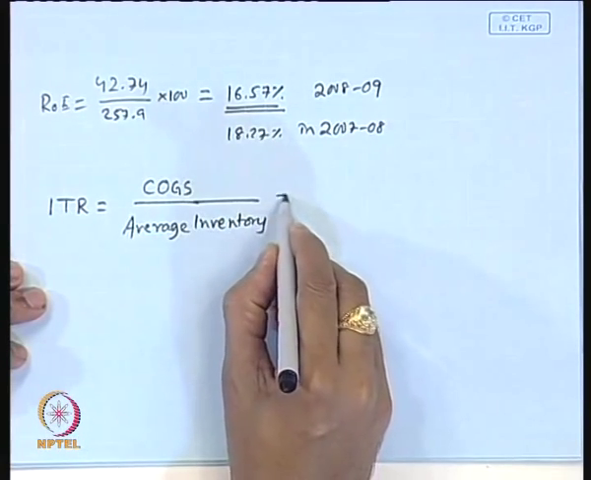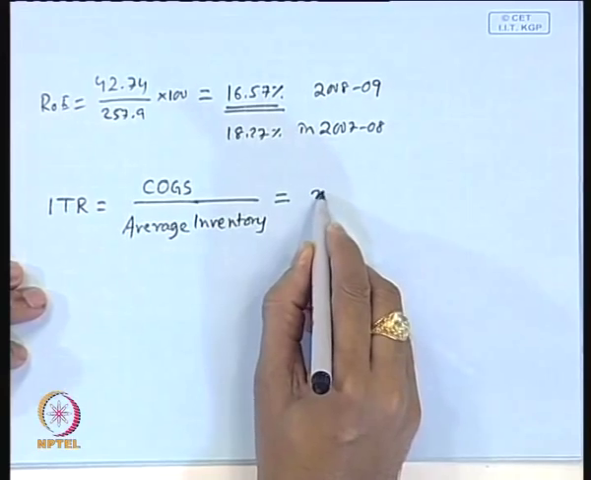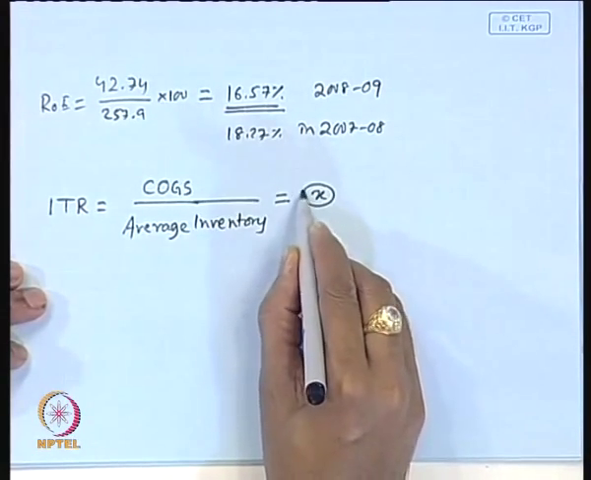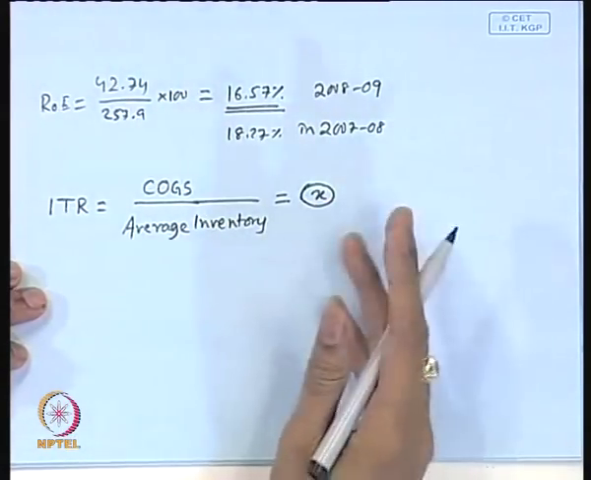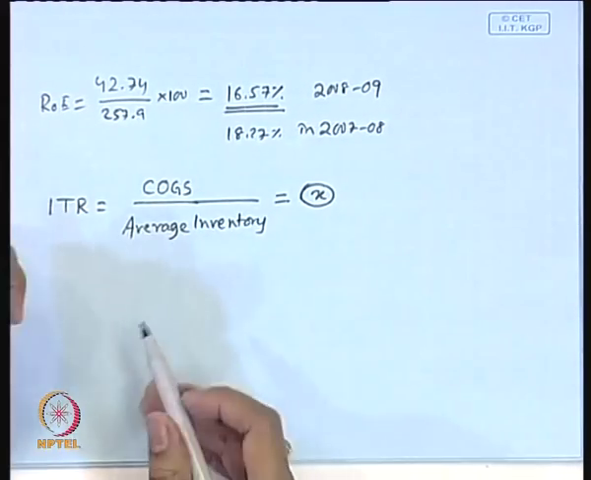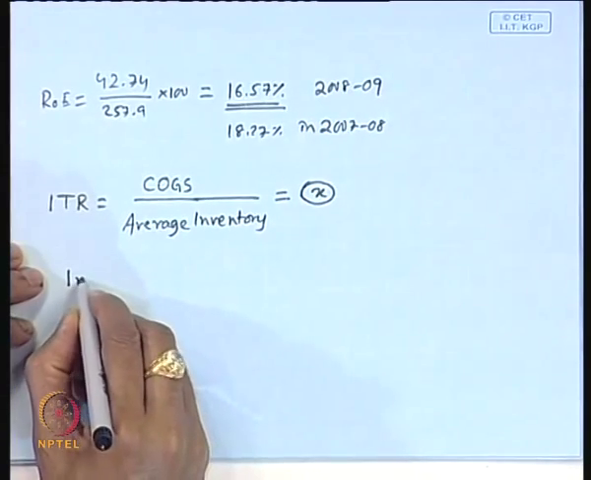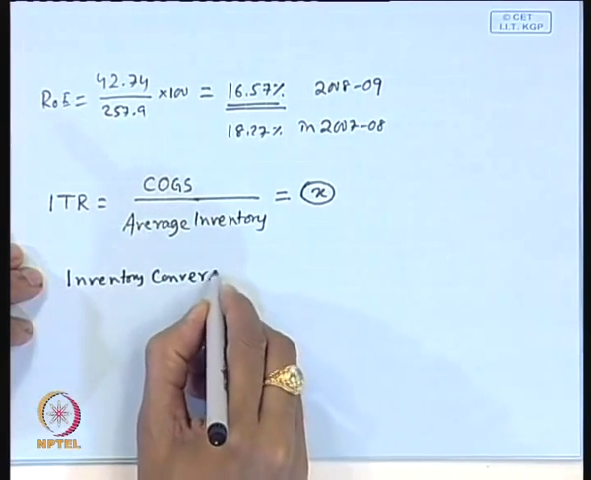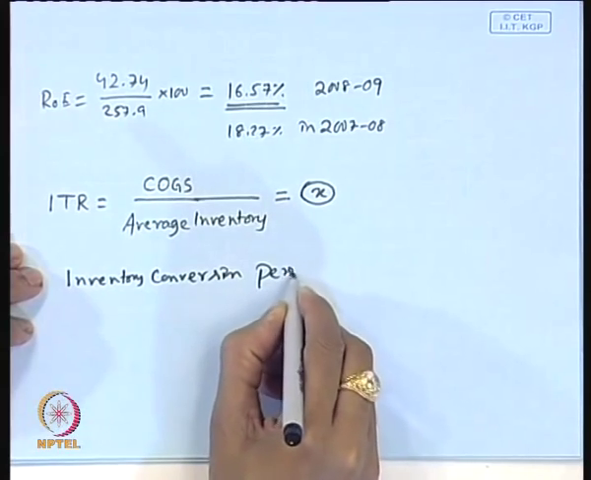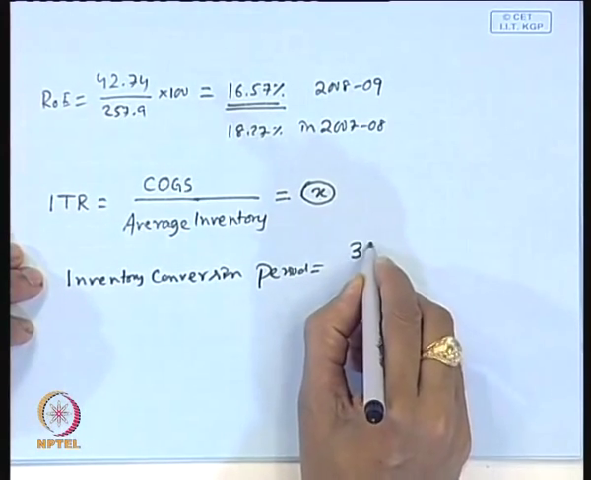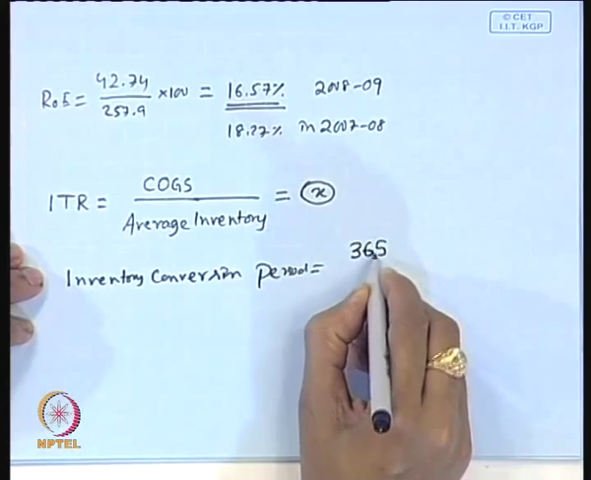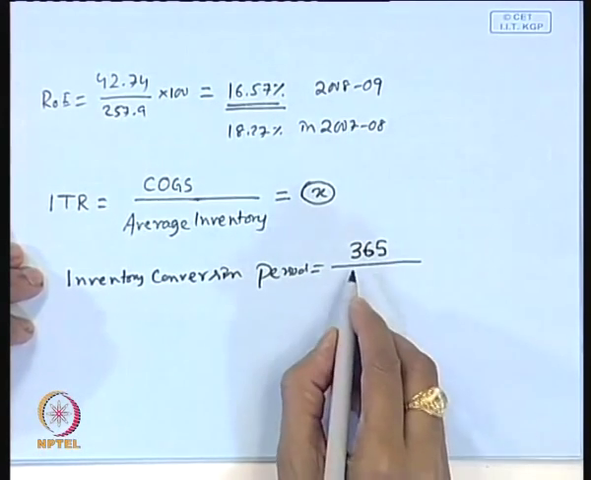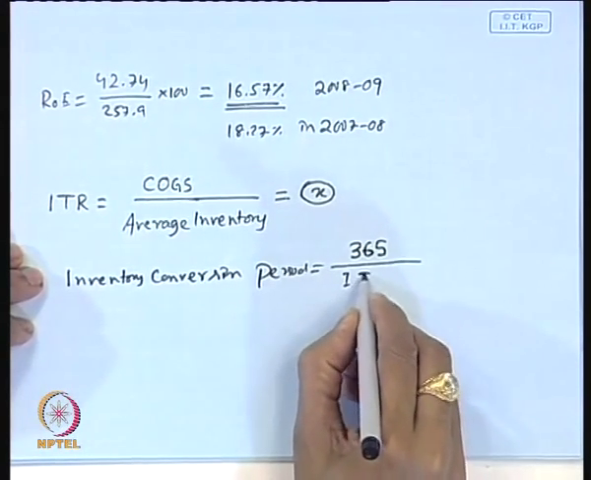So, this talks about how efficiently the inventory has been utilized to generate sales in terms of cost of goods sold. Whatever value comes, x or y, we will always expect this value to go up over a period of time. So, the higher the ratio, the better, and from this inventory turnover ratio one can also find out something called the inventory conversion period, which is nothing but 365, the number of days in a year, divided by the inventory turnover ratio.